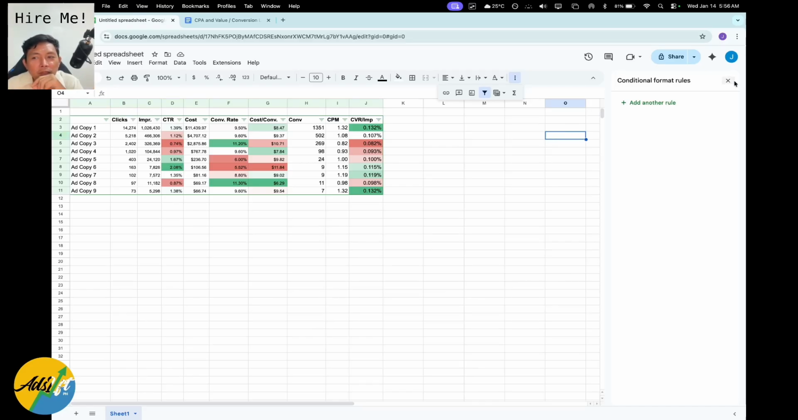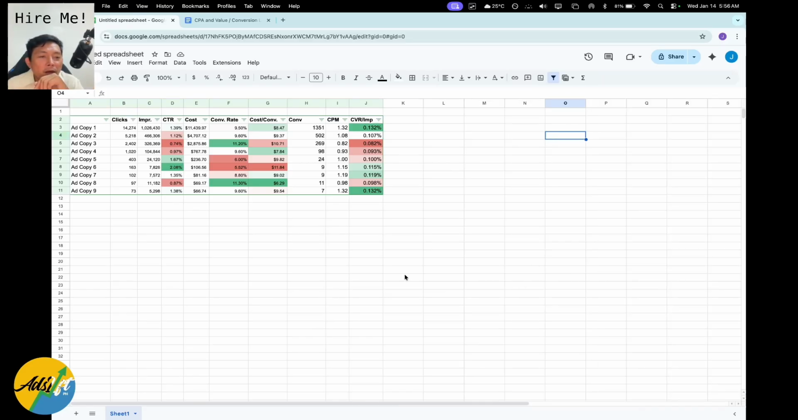So in this example, the goal here is to determine if the landing page is efficient, if we need to change the landing page, if we need to make changes on the ad copies, especially the headlines and the CTAs.